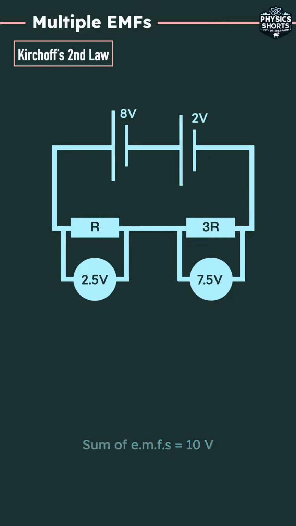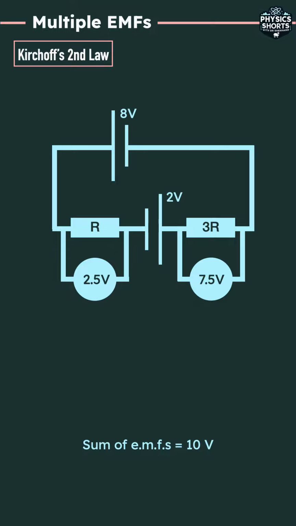Move one cell between the resistors, and we find the order is not important. The sum of the EMFs is still 10 volts, so R has 2.5 volts PD and 3R has 7.5 volts PD.